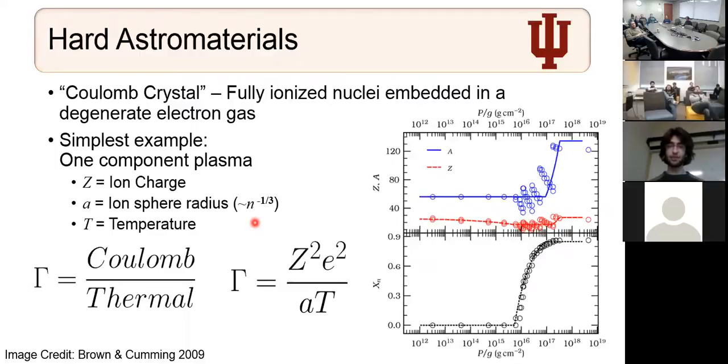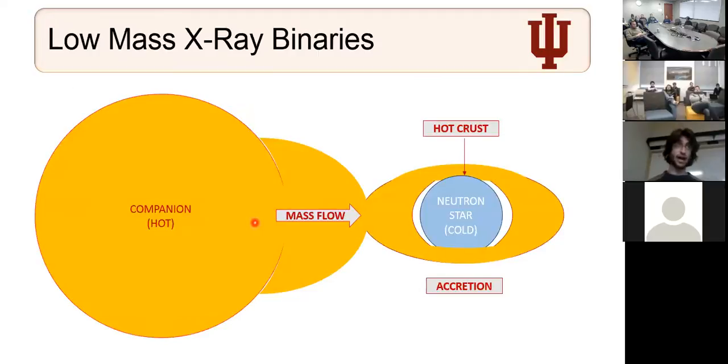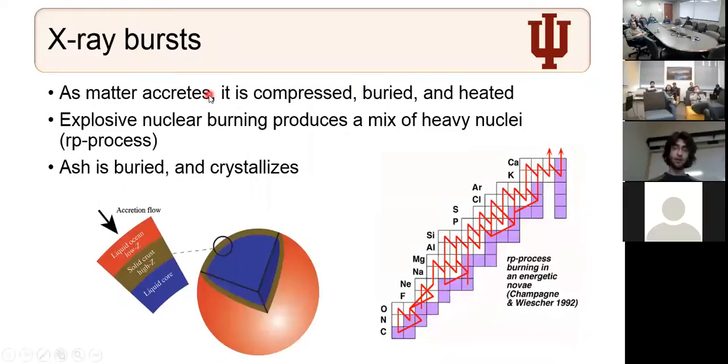Things get much more tricky very quickly when you look at these systems, these accreting X-ray binaries. So you have some hot companion star, and you've got mass flow onto a neutron star, which is being heated. So there's accretion onto the surface of the neutron star, and that's going to heat the crust and produce nuclear reactions. We had a great talk earlier this semester from Zach on this, but as matter accretes, it's compressed, and it's buried, and it's heated, and you get this episode of explosive nuclear burning, and you basically produce this heavy rp ash.